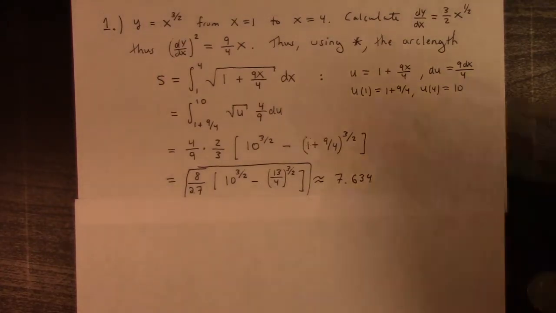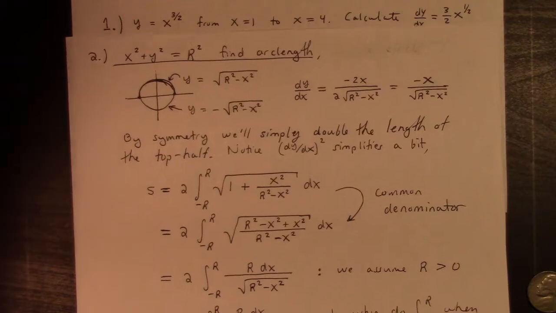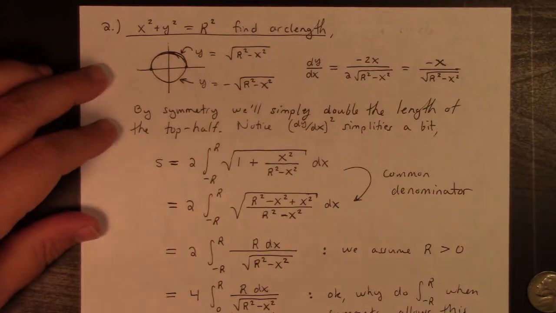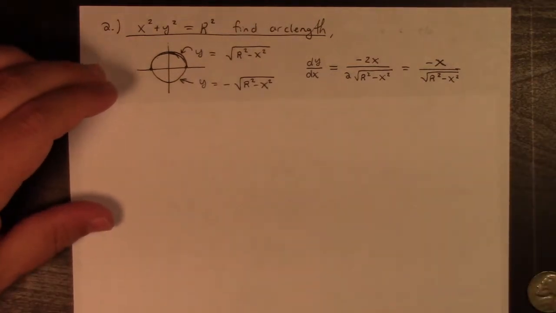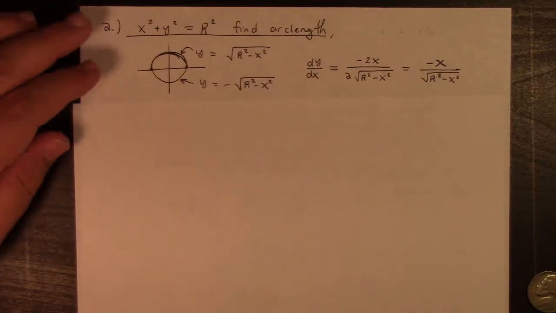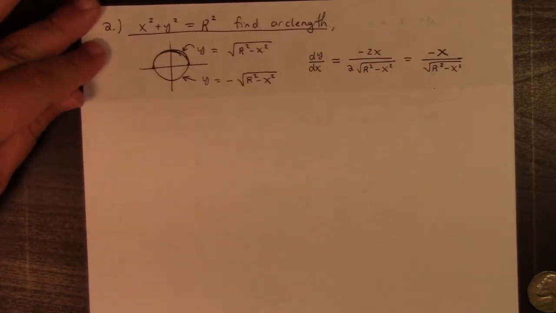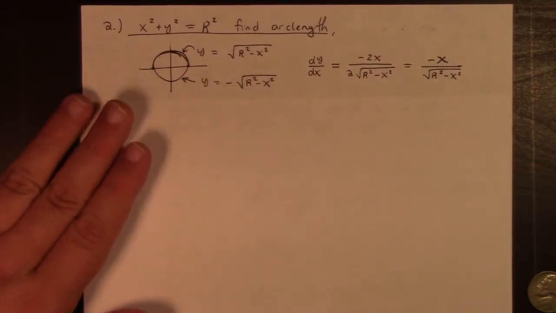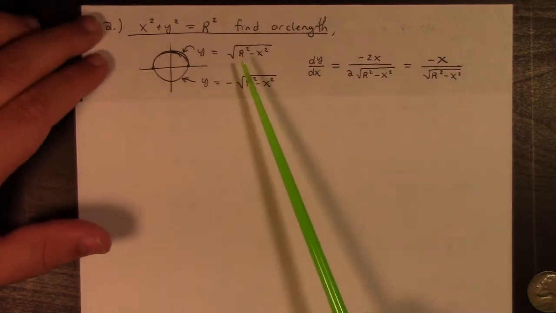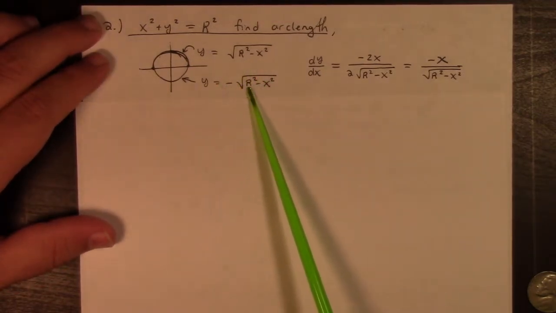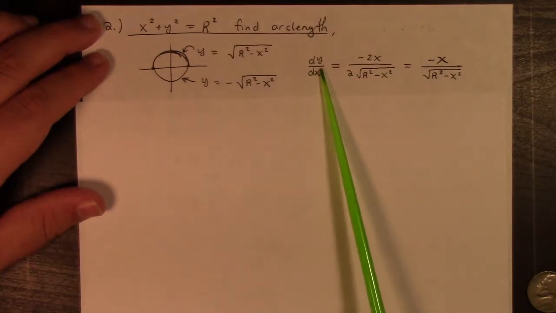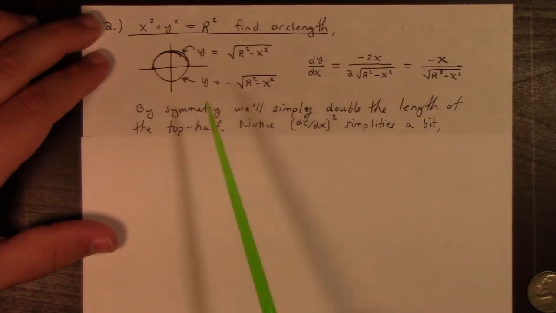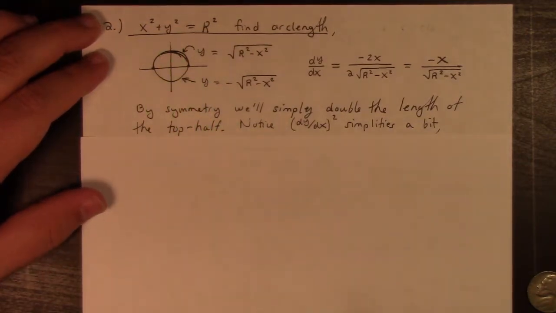Let's work a somewhat more famous example next. So next up, let's calculate the arc length of a circle. So here we have, of course, x squared plus y squared equals r squared, which, by the way, is not a graph. It takes two graphs to put that together: y equals the square root of r squared minus x squared, and y equals minus the square root. Calculate dy/dx anyway, we get this. And by symmetry, we can simply double the length of the top half. That'll give me the arc length of the whole circle.